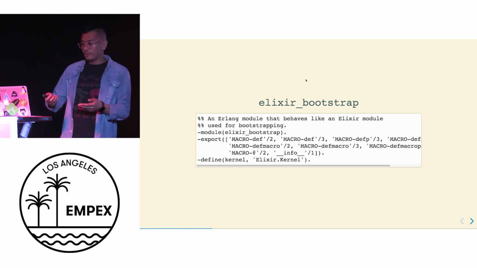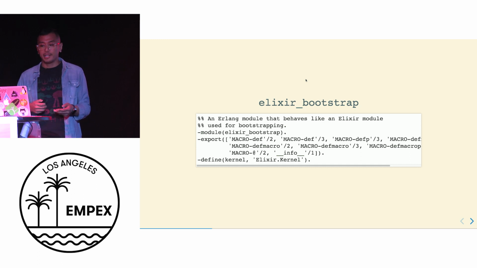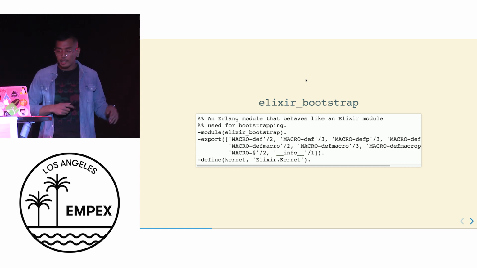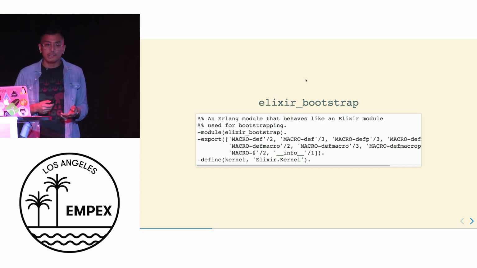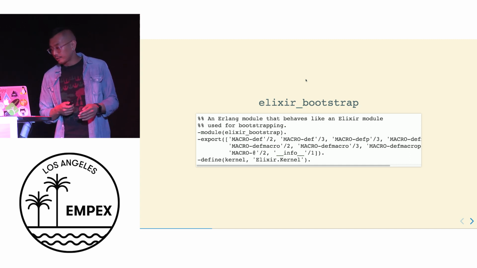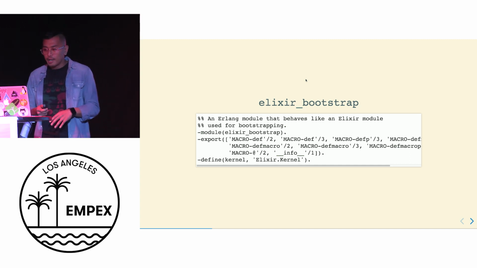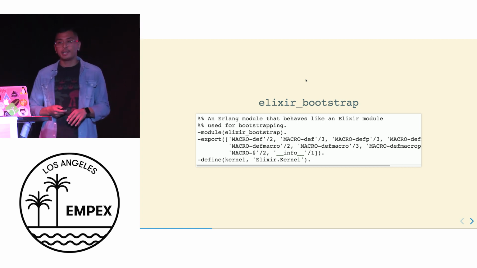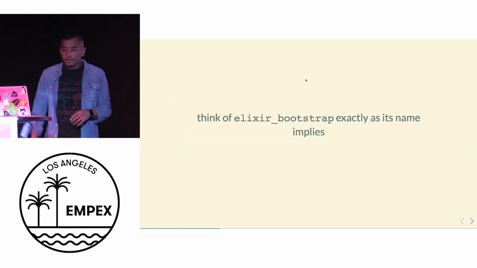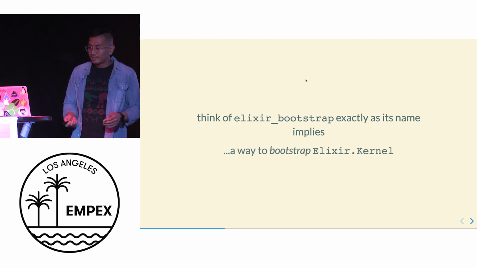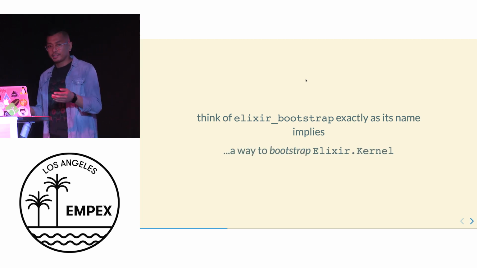But if you see in the top comments, basically it's saying that it's an Erlang module, and it's going to behave like an Elixir module. And if you see in the export, outside of macro dash, you'll see the keywords that you expect in Elixir. So you've got def and its arities, defp and also its arities, and defmacro itself. And we're defining this module as elixir_kernel. So I guess you want to think of elixir_bootstrap exactly as its name implies. It's a way to bootstrap elixir_kernel.